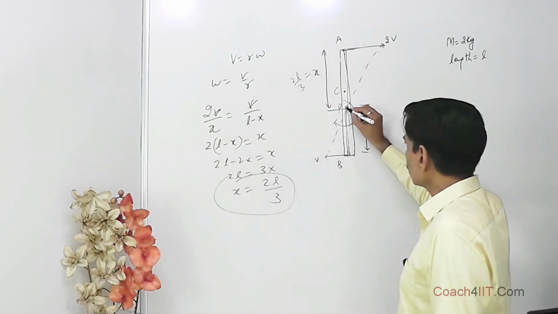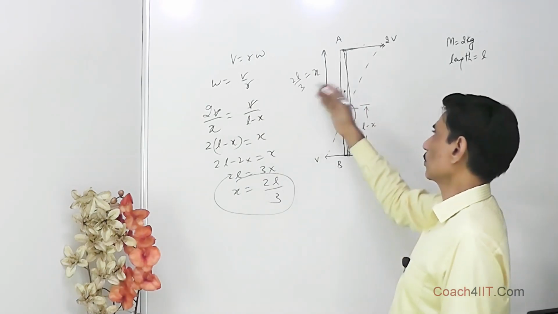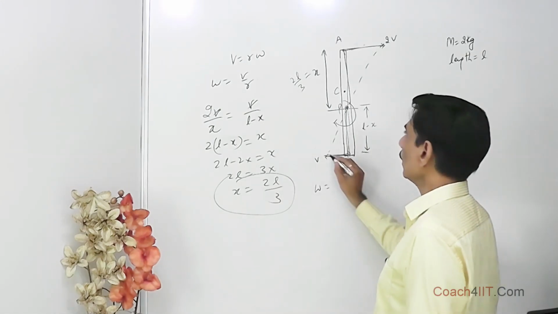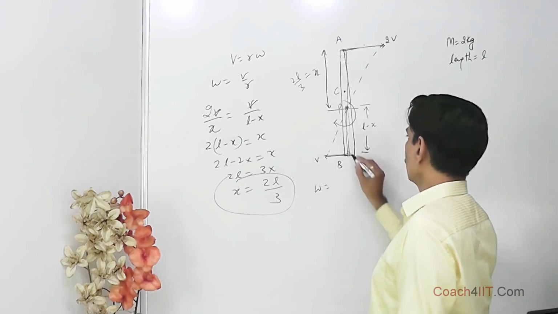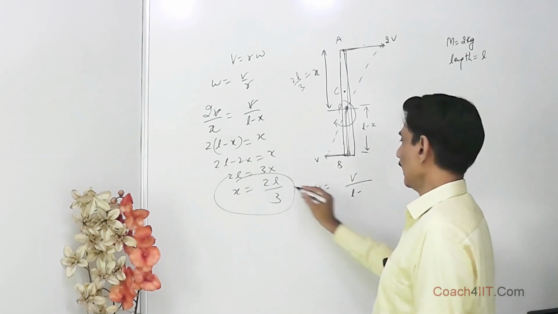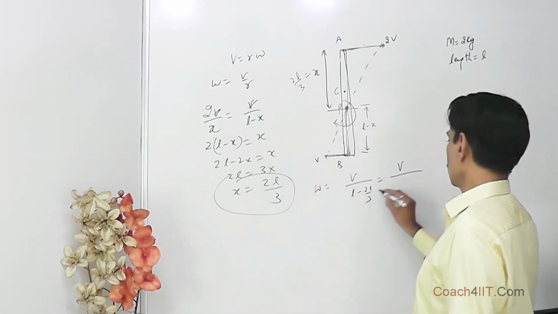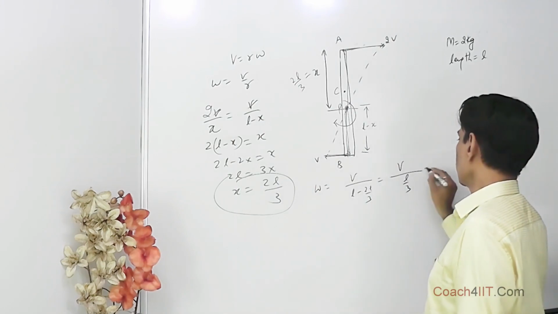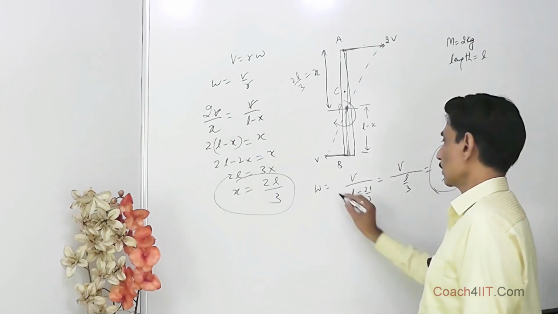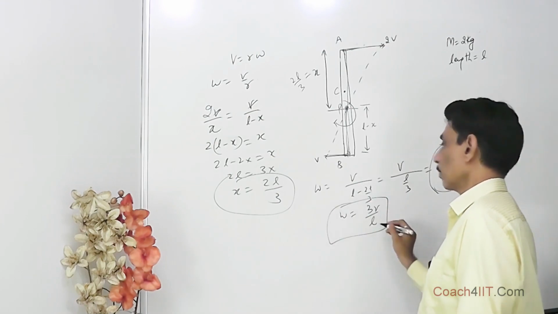Now the whole body is rotating about this axis with some angular velocity, and we can easily find it. Omega is equal to V by r. V is V, and r is L minus x, which is L minus 2L by 3. So omega is equal to V upon L by 3, which is 3V by L. So this is the angular velocity in terms of V and L.